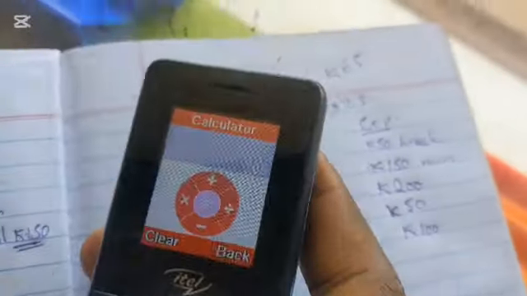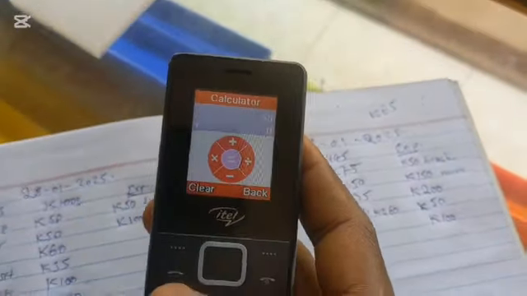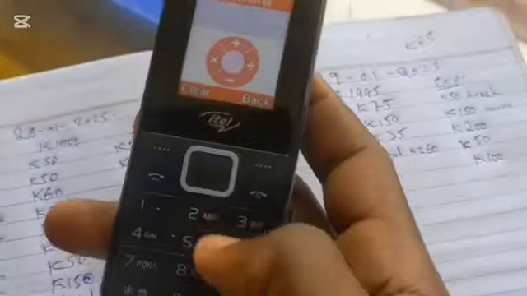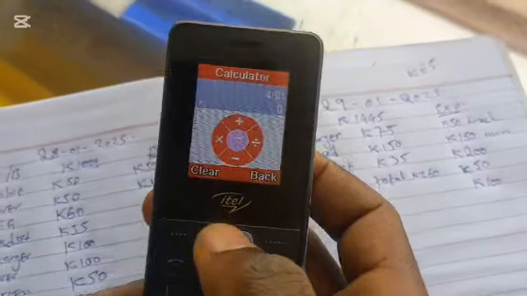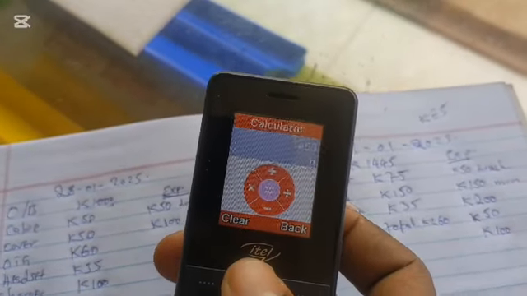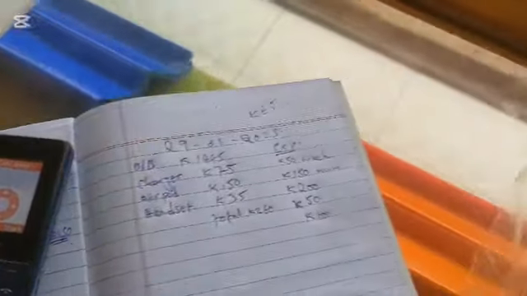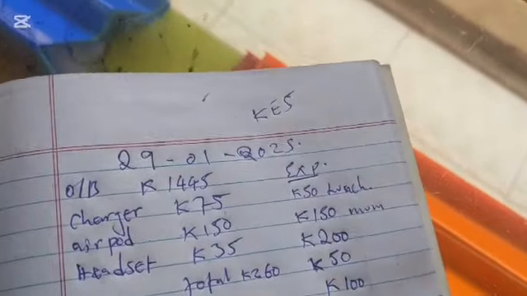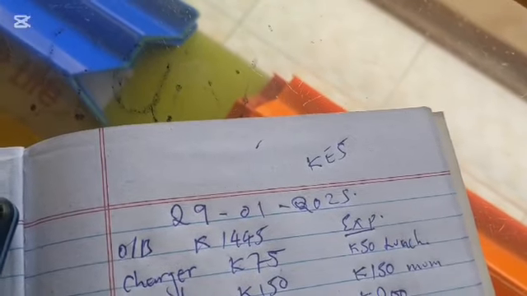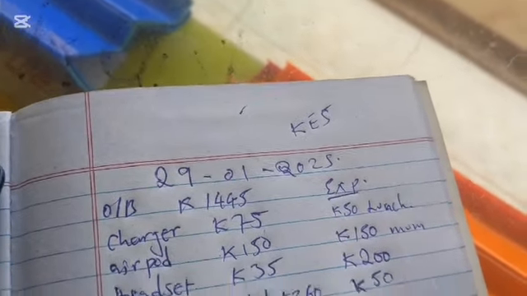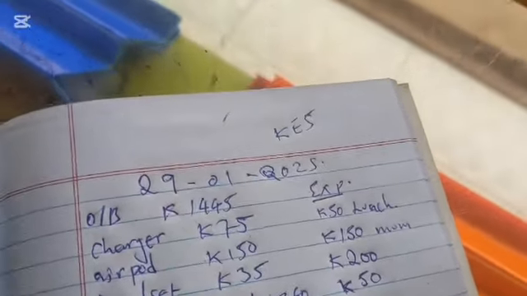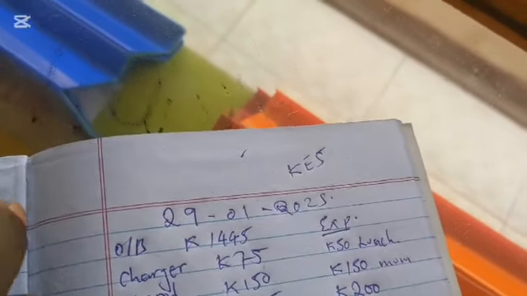260, okay? 260, guys. Alright, so now you're going to calculate 260 against my expenses. So my expenses: 50 plus 150 plus 200 plus 50 plus 100. What I'm telling you, these are realities. So then your total will be 550. You see that?